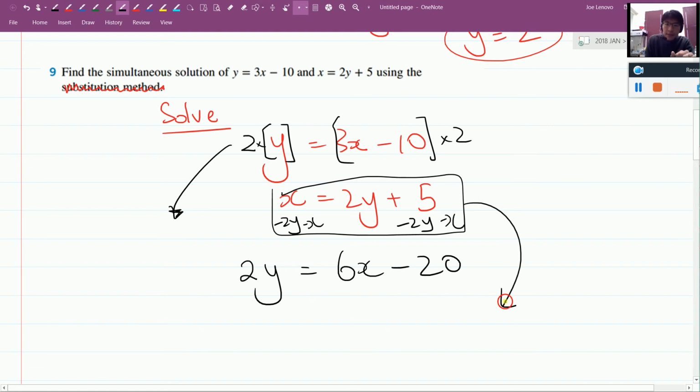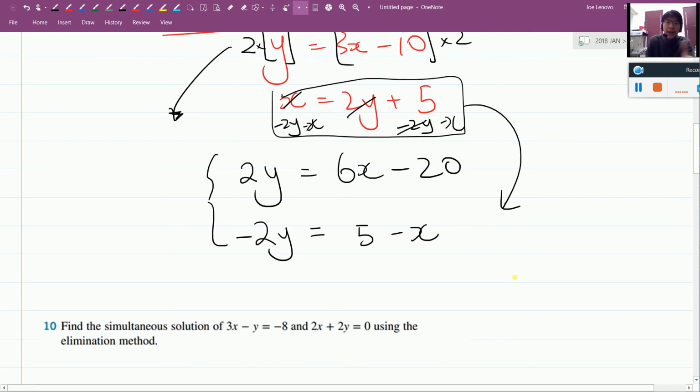For the second one, x minus x cancel each other. We have negative 2y on this side, and then 2y take away 2y leaves only 5 minus x on the other side. So now I have got two equations. It looks good to me because I have x and y. To make it even better, I line up the x's with one another, so that would be negative x plus 5 instead of 5 minus x.